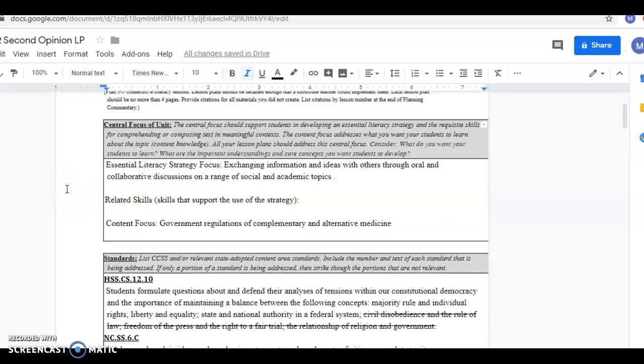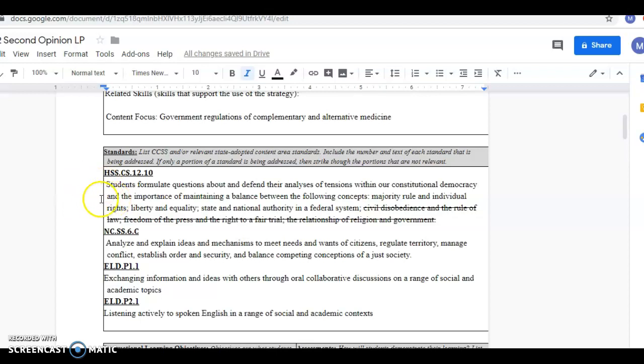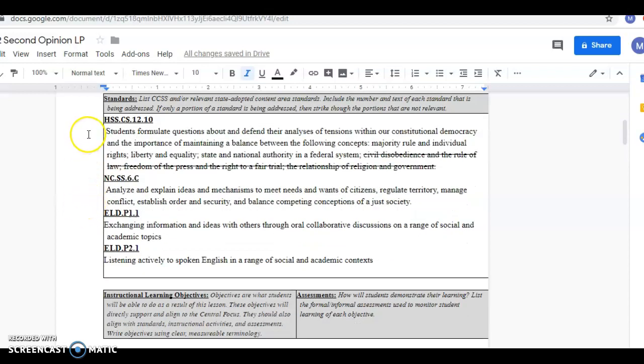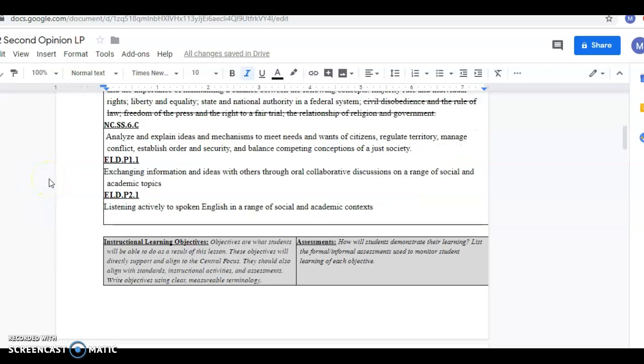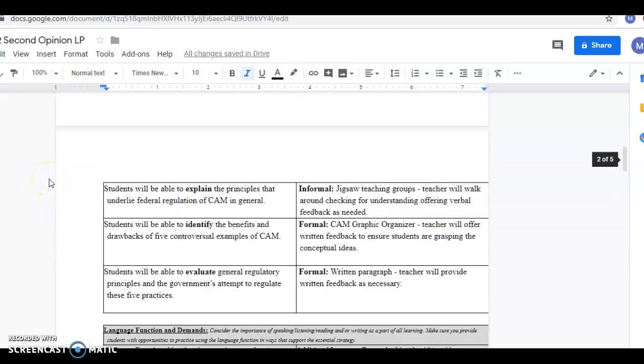The essential literacy focus is exchanging information and ideas with others through oral and collaborative discussions on a range of social and academic topics. So we're going to see that reflected in my activities. Here are some of my standards that I chose. We got some history, social science ones, some ELD, where they're going to be listening actively to spoken English in a range of social and academic contexts. Collaborative activities are going to be pretty big in this lesson plan here, as we'll see.